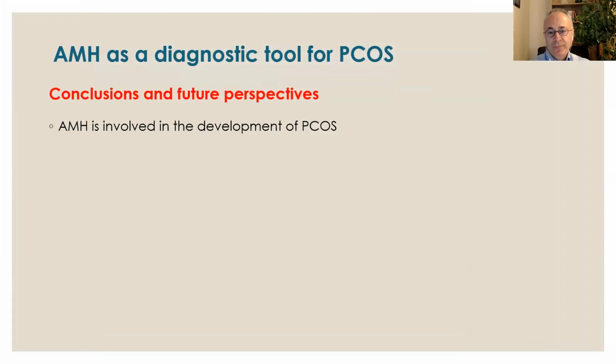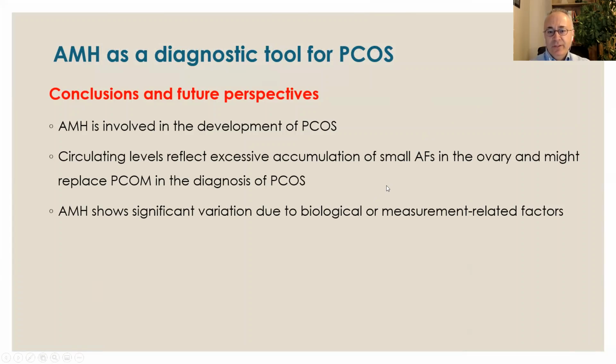So to conclude, AMH is involved in the development of PCOS. So we know it has a role in pathophysiology. Circulating levels reflect excessive accumulation of small antral follicles in the ovary. So maybe in the future, AMH measurement could replace ultrasonography in the diagnosis of PCOS. But this hormone shows significant variation due to biological or measurement-related factors. Very importantly, external calibration and standardized reporting is required.